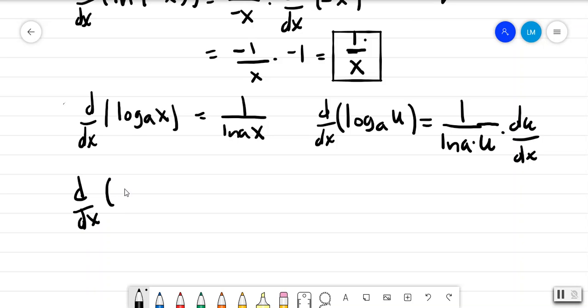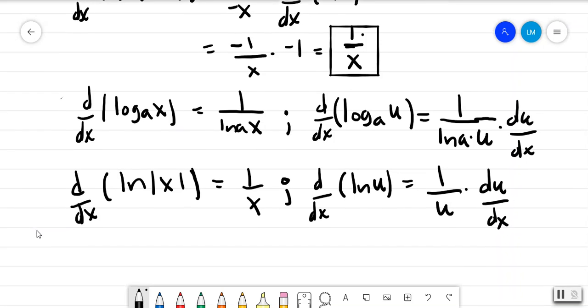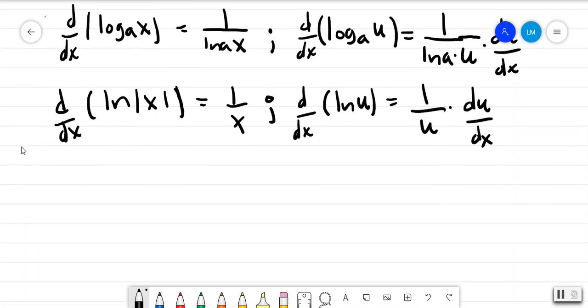I also know that the derivative of, okay, so this is where it gets a little interesting. We'll say ln of the absolute value of x, because that's going to account for the positive and the negative. It's 1 over x. Followed by, we have the derivative of ln of u. That's just 1 over u multiplied by the derivative of u with respect to x. So this is going to be pretty useful as it relates to your different formulas, or just derivatives for that matter.